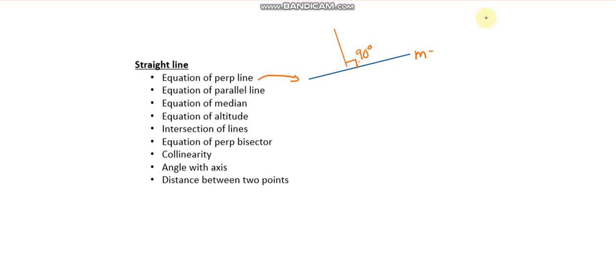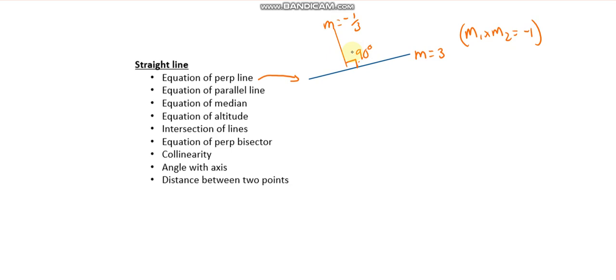So if m here is equal to, say, 3, this gradient would be equal to negative 1/3. Okay, we change the sign and we flip it round, and that's because m1 multiplied by m2 is equal to negative 1. But all you have to remember is that you change the sign and you flip it over. So trying to keep something like this in your head is quite important.